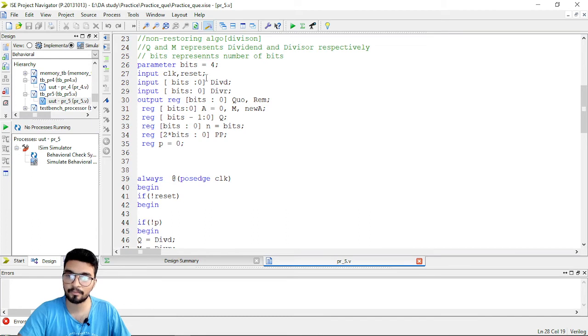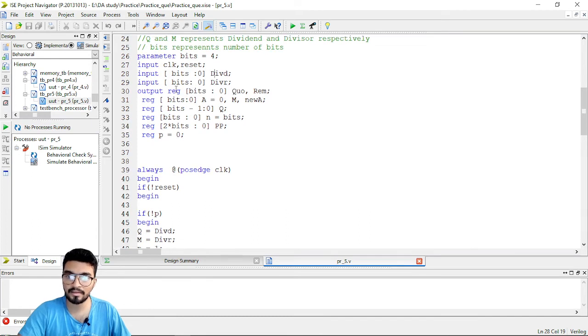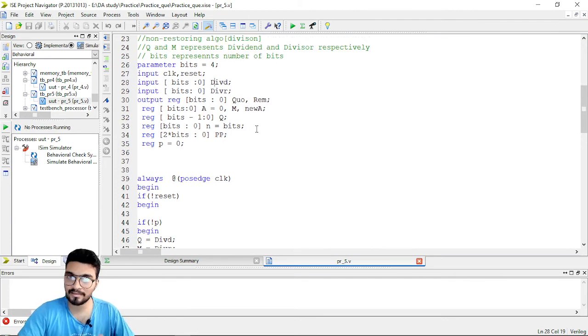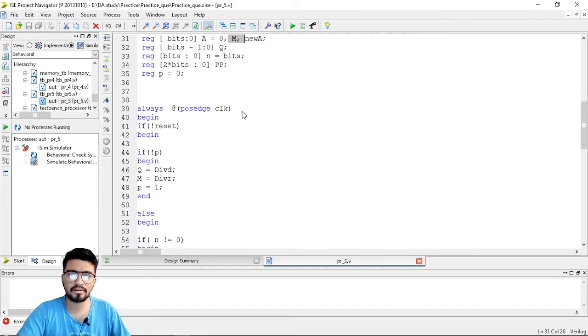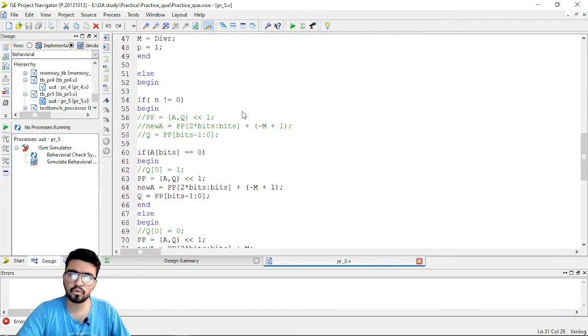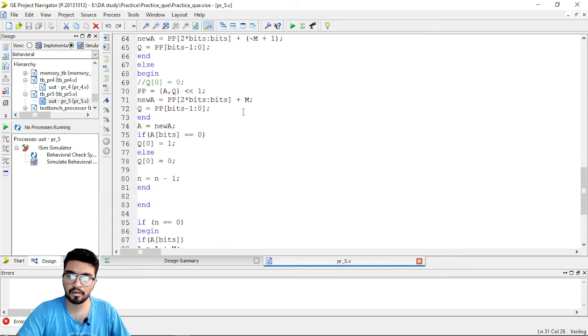Clock and reset are the inputs, and these are the outputs, as I mentioned. These are the internal regs which are used, and as I mentioned, I have taken the exact same nomenclature as sir has used. In this you can find that there is Q, there is A, there is M, the same as there was in the video. So this is the implementation. I have just done the implementation part. If you do not understand this particular code, just look at it.